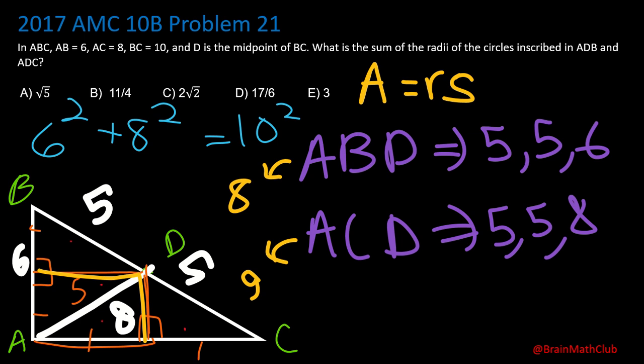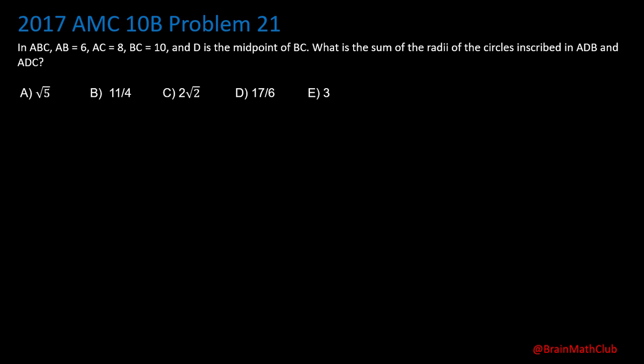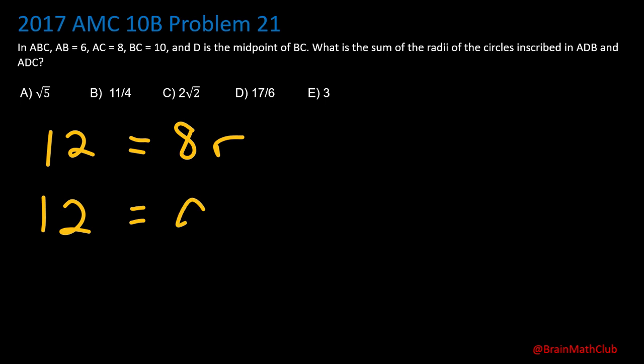Now, the area of a right triangle with leg lengths of 6 and 8 is 24, meaning that ABD and ADC both have an area of 12. Now, moving on to the other side, we have that 12, the area again, equals 8R for triangle ABD, and 9R for triangle ACD.